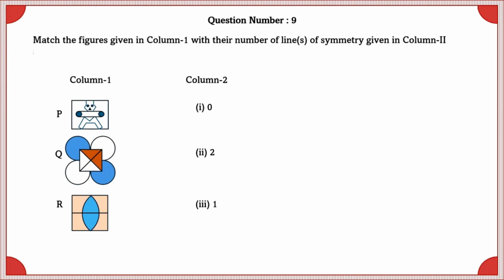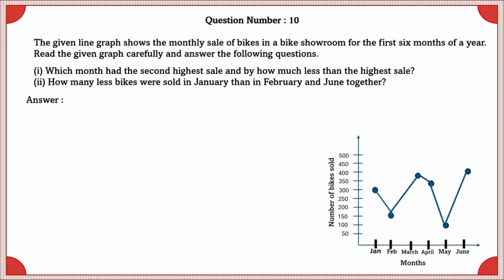Question number 9. Match the figures given in column 1 with the number of lines of symmetry given in column 2. Column 1, P only has one line of symmetry. Q also has only one line of symmetry. R has 2 lines of symmetry.